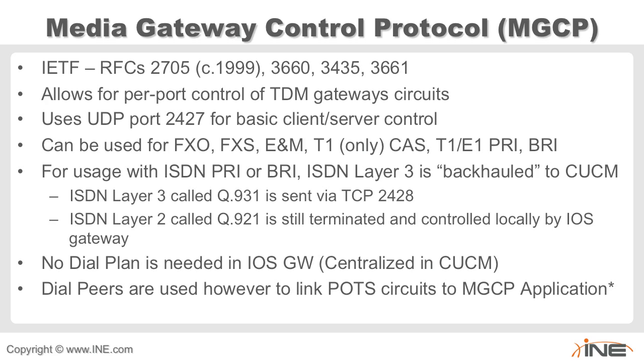So all of those have to have a dial peer that basically has the port number and something called service mgcpapp. Service space mgcpapp, all one word. And that links the port to the internal IOS application for MGCP, and that's what allows it to control it. Okay, but MGCP doesn't really control ISDN. It simply tunnels that information to CUCM, and CUCM controls it.